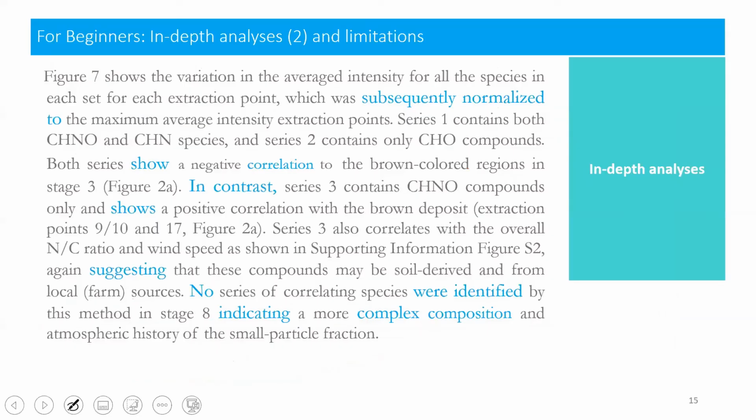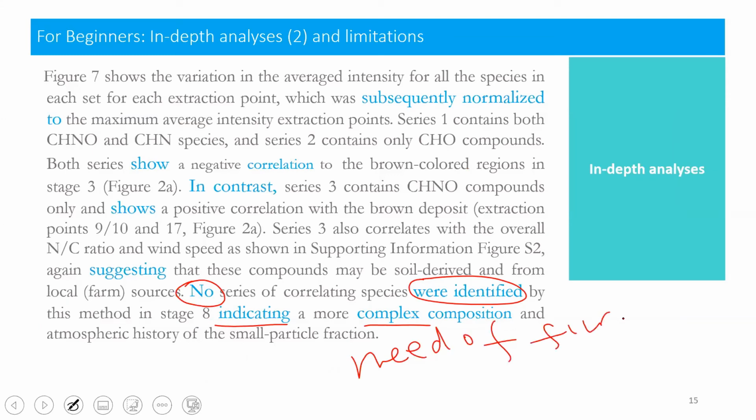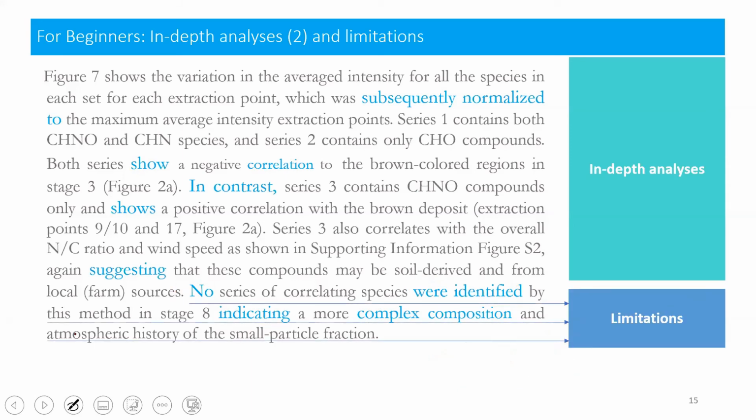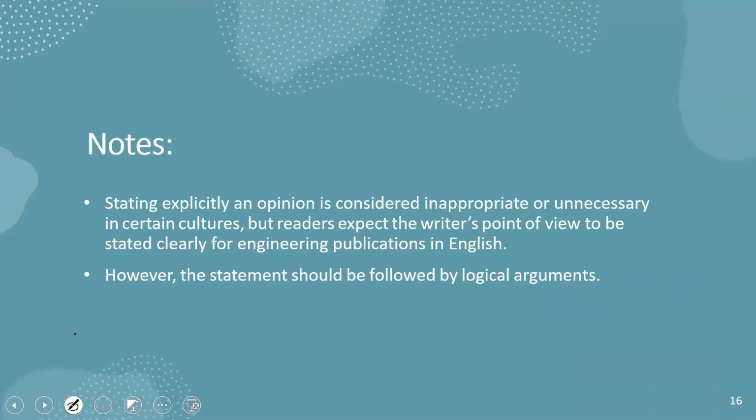For beginners, how do you write the limitations? You can say something was not identified. You say it was not identified, indicating either complexity or, most of the time, I would write the need of further research. So you can also say something is needed. This is the complexity. I remind you, when you write your readouts and the discussion, try to be explicit, stating explicitly your opinion.